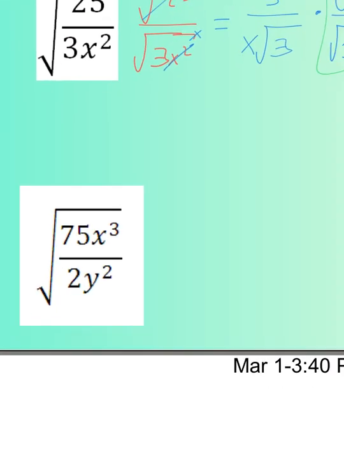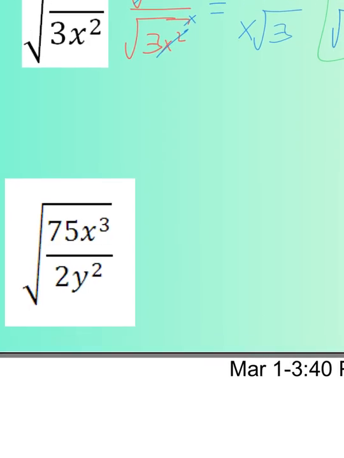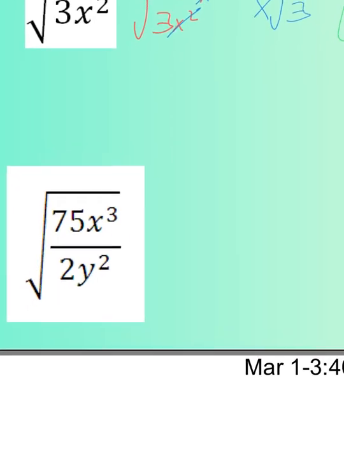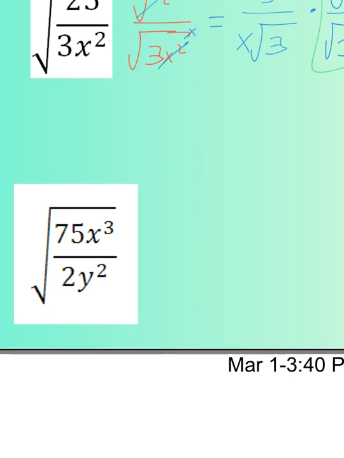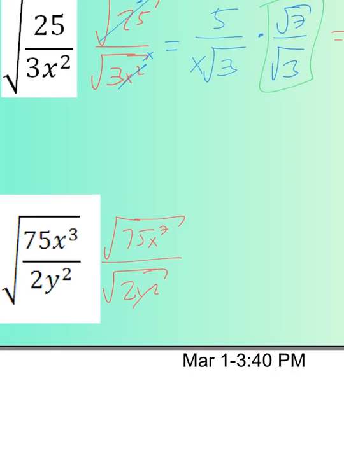Okay, one more walk through with you. Okay, so square root of 75x to the third over 2y squared. Okay, this one I'll be able to not only break them apart, but kind of like we did with that last one, do a little bit of simplifying even before I get to the part where I need to rationalize the denominator, okay? Let's see, breaking some things apart here.